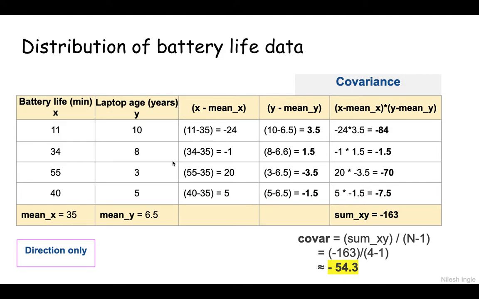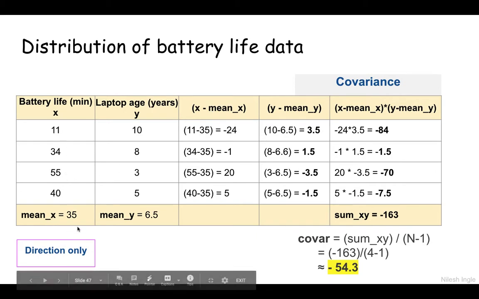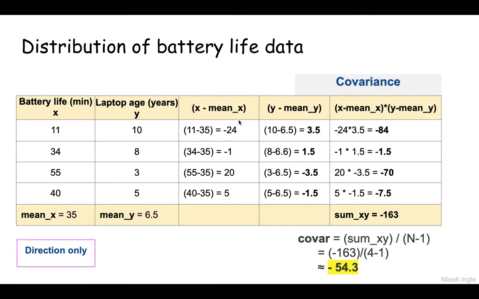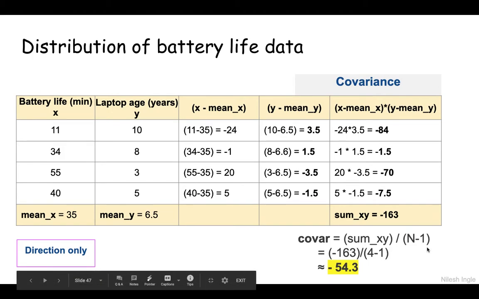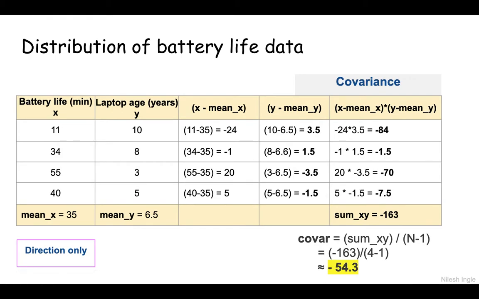So to calculate covariance, this could be just two, or it could be more than two variables. What we are going to do is calculate the mean as we did before. So mean of battery life, mean of laptop age, and then subtract each observation from their respective means, as we see here, 11 minus 35 for battery life and 10 minus 6.5 for the laptop age. Once we have that, we can go ahead and multiply those and add them up, and then divide that by n minus 1. This gives us the covariance. In this case, it is minus 54.3.